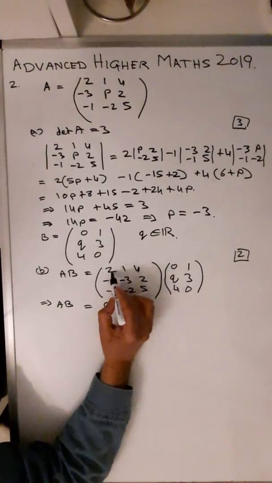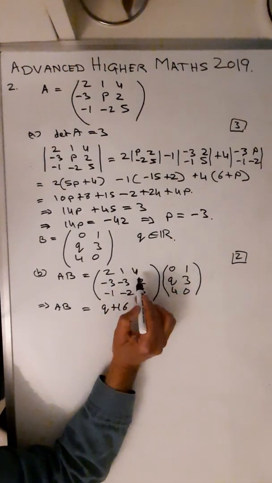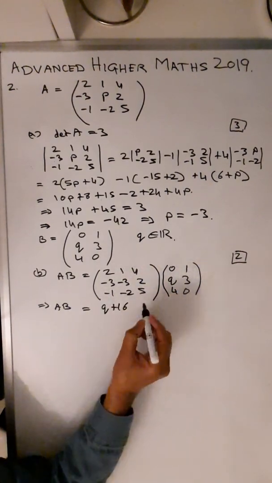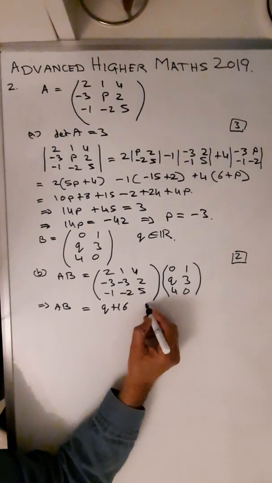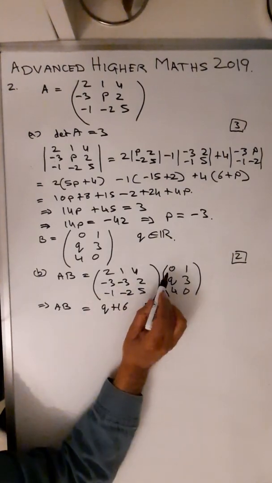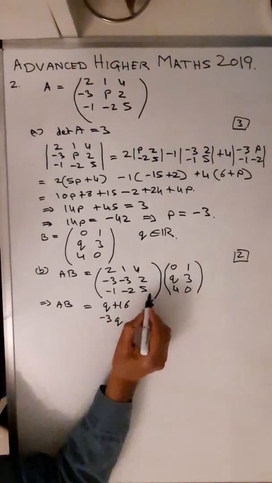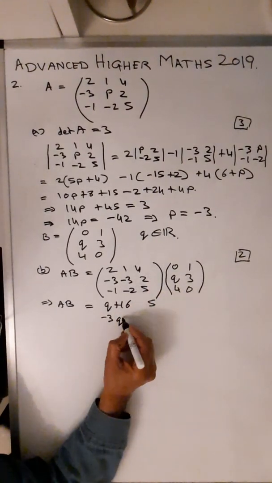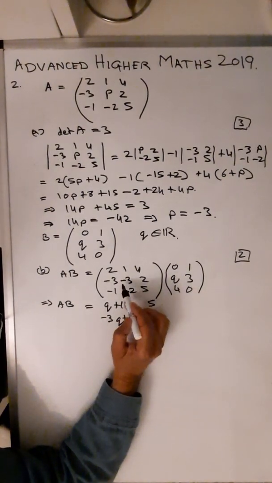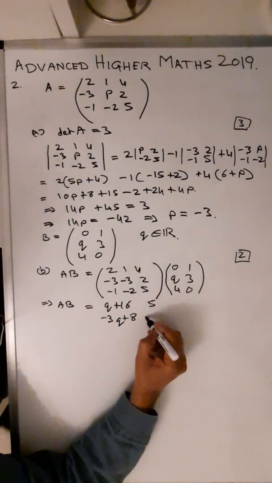And now you multiply the row by the second column, 2 plus 3 is 5. Then you've got minus 3. Minus 3 times 0 is 0, minus 3Q, and 2 times 4 is 8, plus 8. Minus 3 times 1 is minus 3. Minus 3 minus 9 is minus 12. So that's just minus 12.